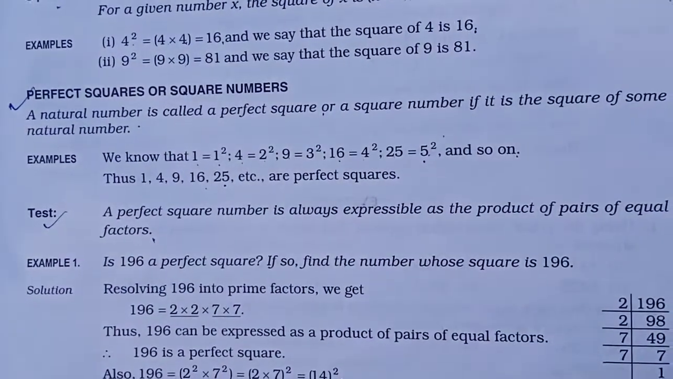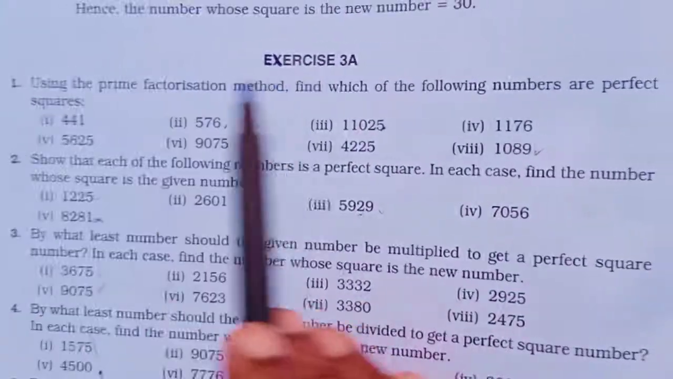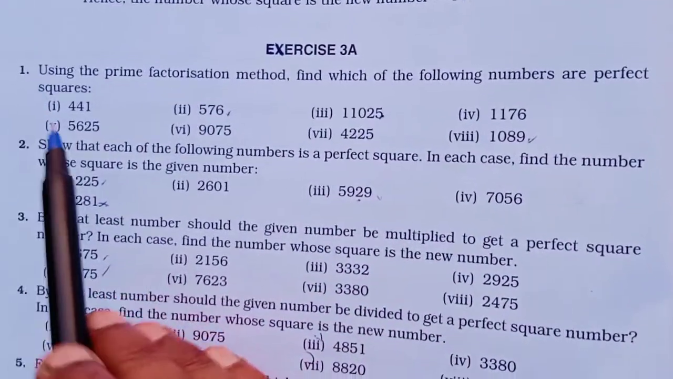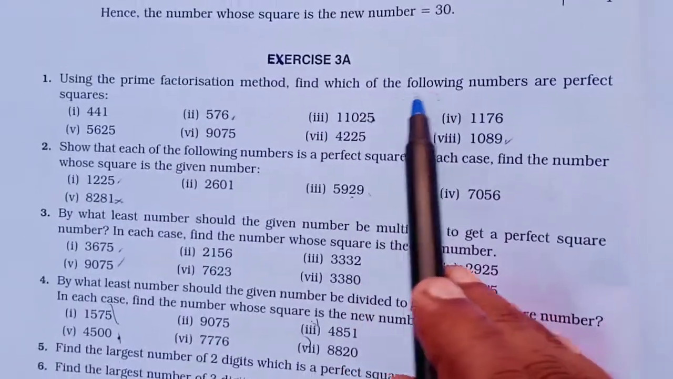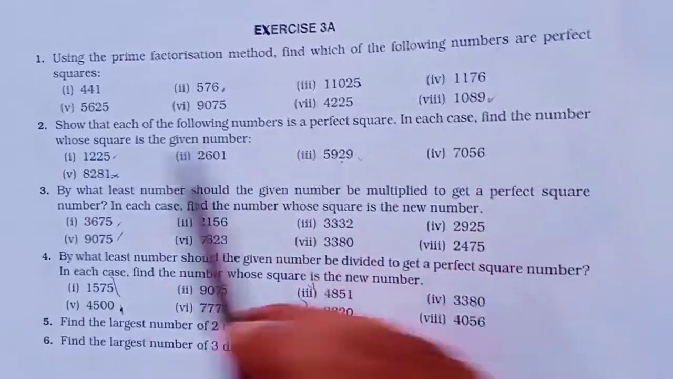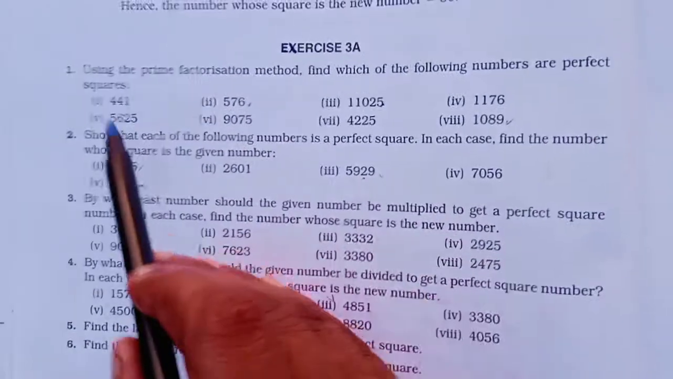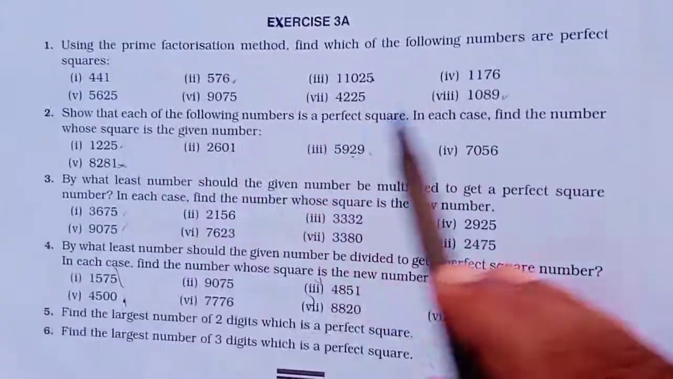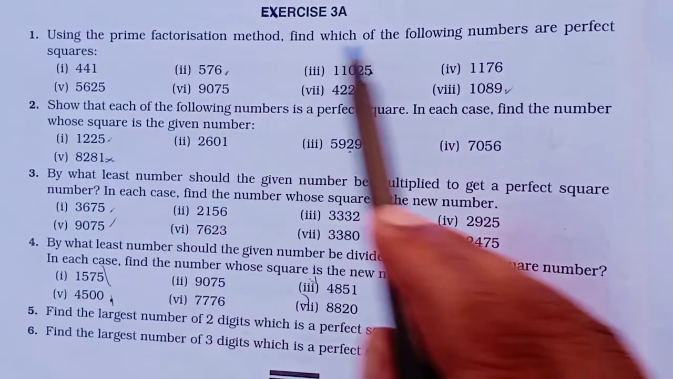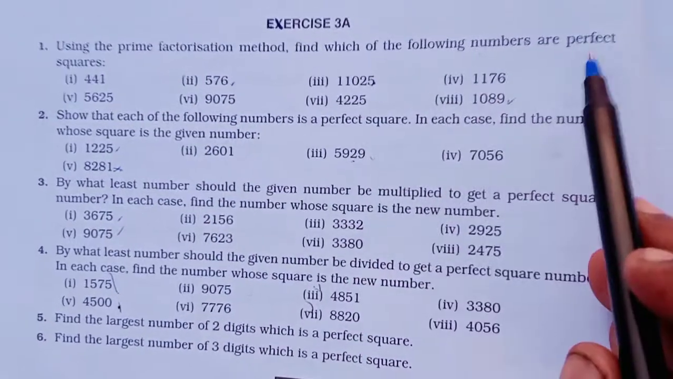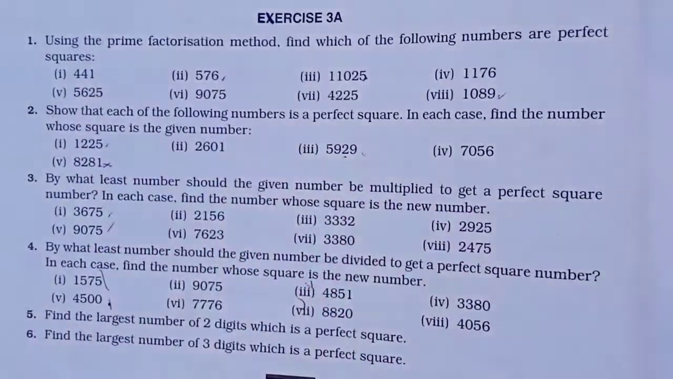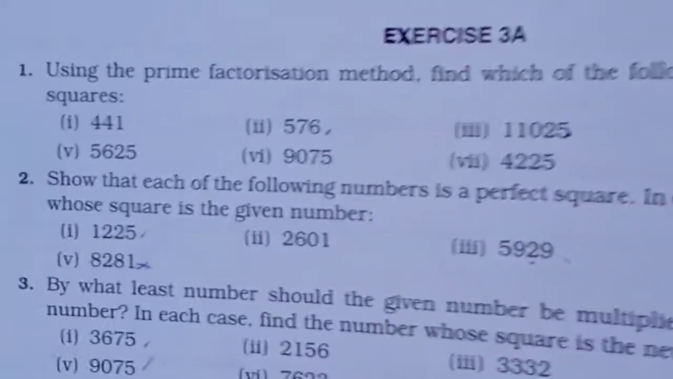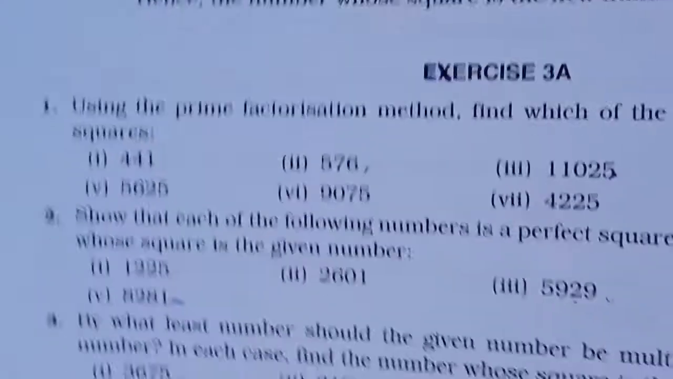So let us solve exercise 3a. Exercise 3a, question 1. Using the prime factorization method, find which of the following numbers are perfect squares. These are the numbers. We have to find out which numbers are perfect squares. Let us solve the first. Question 1, first.